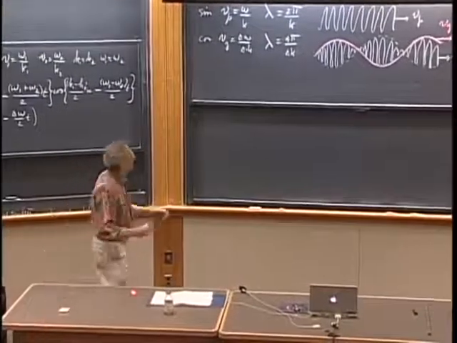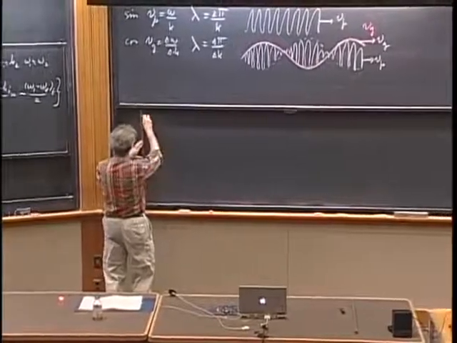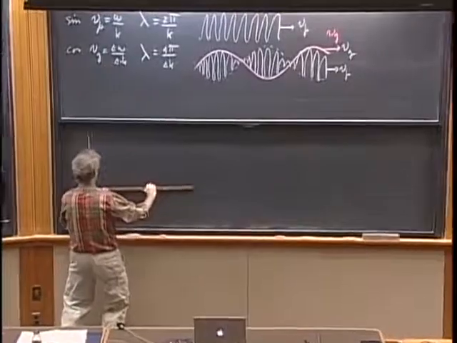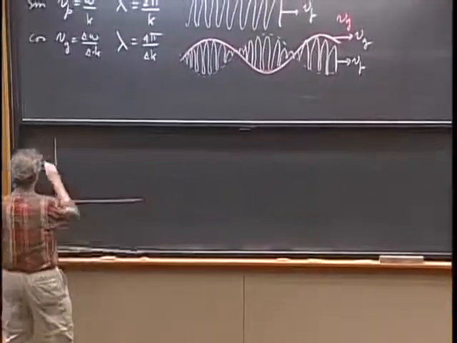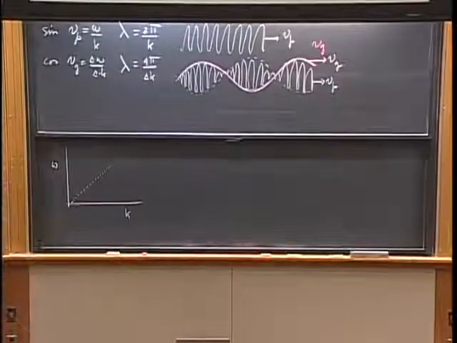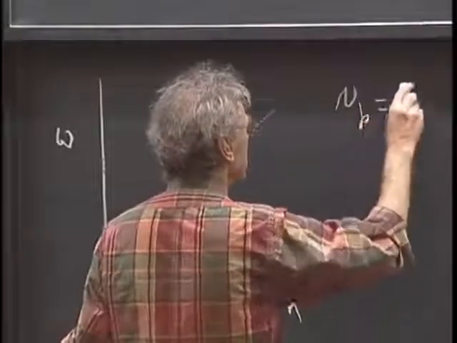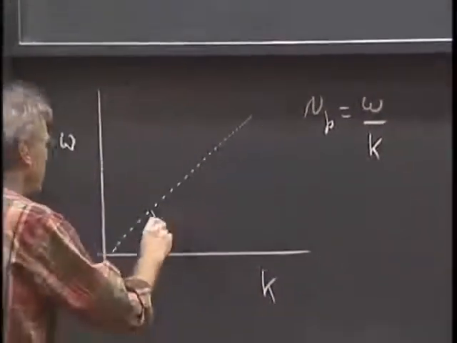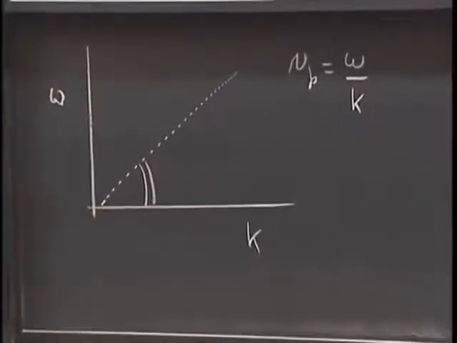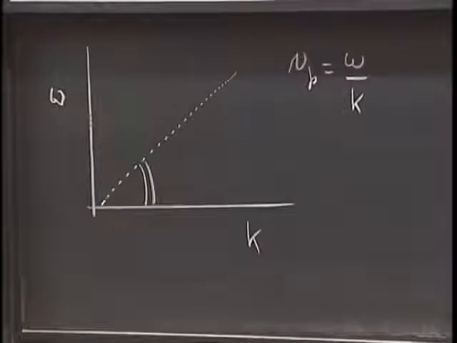I'll make you an omega-k diagram of a non-dispersive medium, which is very boring. So this is omega versus k, and this is a non-dispersive medium. Straight line. It's clear that V phase, which is omega divided by k, is indicated by this angle, by the slope, and is the same, independent of omega. It's everywhere the same. That is the definition of a non-dispersive medium.